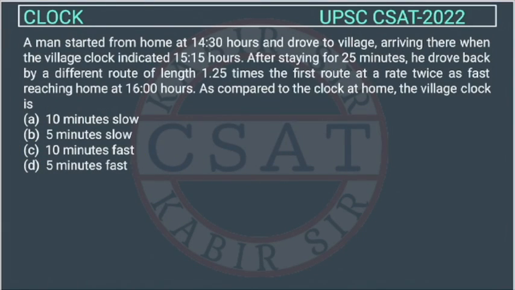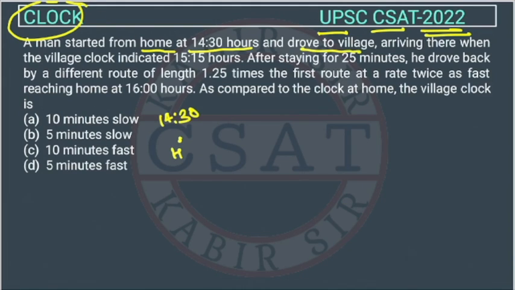So this is a question from the clock chapter asked by UPSC in the CSAT paper of 2022. A man started from home at 14:30 hours, right? So 14:30 means 2:30 बजे. Suppose this is the house, and the timing here is 14:30. And he drove to a village, arriving there when the village clock indicated 15:15.